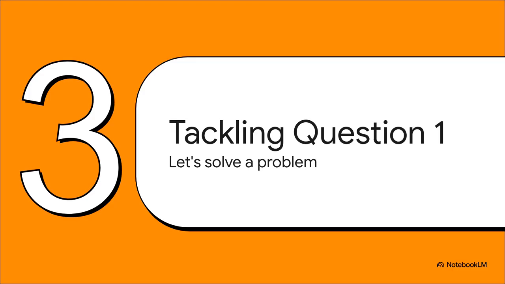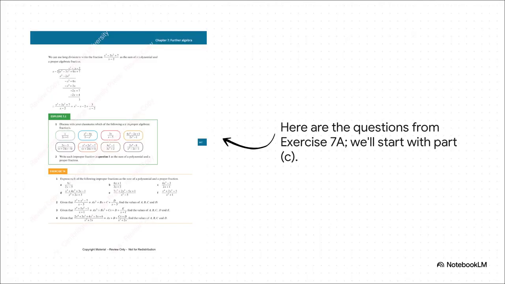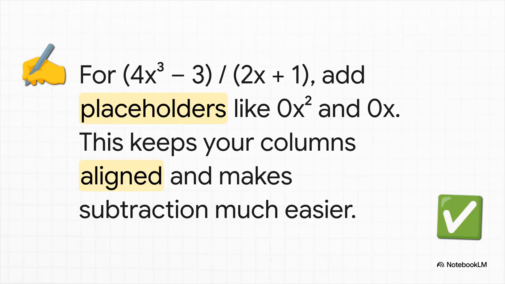All right, time to put this into action. We're going to tackle a question straight out of exercise 7a, and this will make that four-step process absolutely crystal clear. Here we go, we're jumping in with question 1c. We've got 4x cubed minus 3, and we're dividing that whole thing by 2x plus 1. The mission is simple. Break it down into a nice, clean polynomial and whatever little fraction is left over at the end. First things first, setting it up.